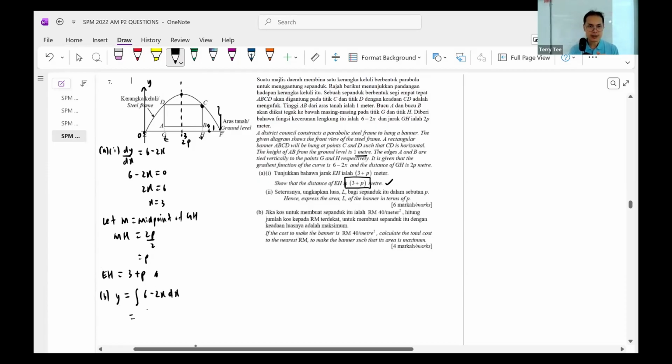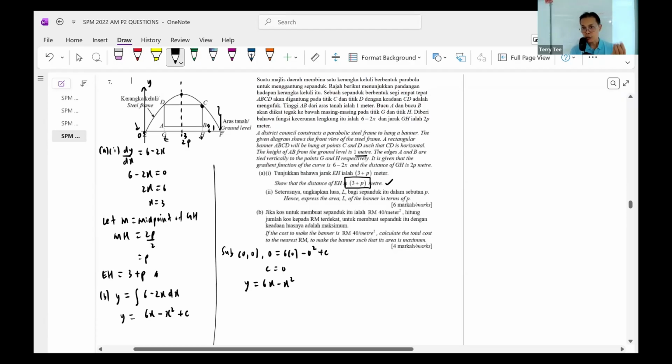Integrate dy/dx, this is what? 6x minus x squared divided by 2, I get x squared plus c. Okay, I need to sub in the coordinate. Which is the best coordinate? Because it passes through O, right? We sub in (0, 0). That means when your y is 0, x is 0. All right, what's your c? Your c is 0. Your equation of the curve is this.